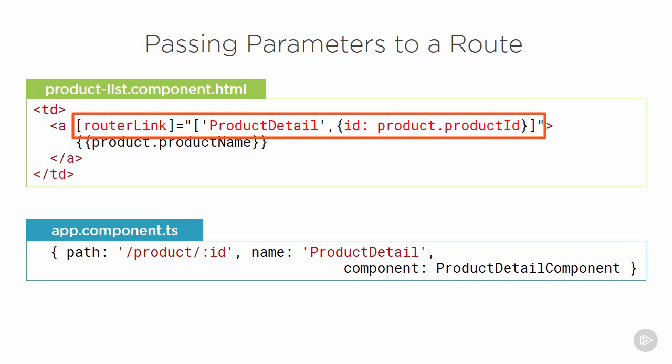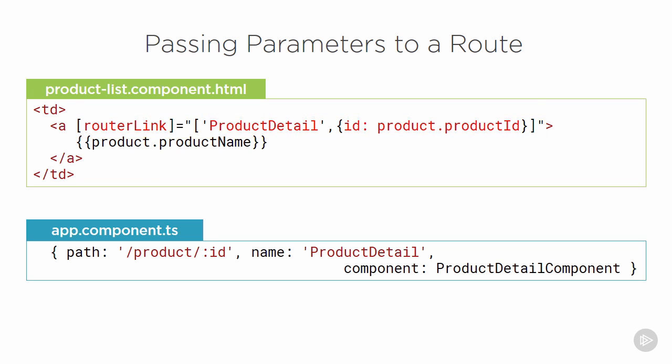In this example, we add a router link to an anchor tag and assign it to the link parameters array. The first element of the array, like always, is the string name of the route. The second element of the array is an object defining a route parameter. The property of the object is the parameter defined in the route configuration. This key must exactly match the route parameter name. After the colon, we define the value of the parameter. When the router composes the URL, it uses this array element to construct the defined parameter.